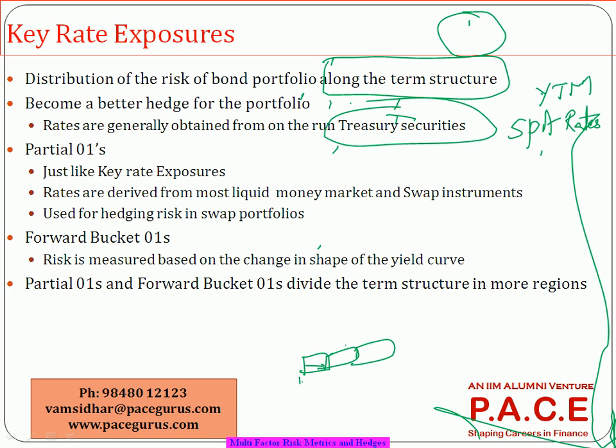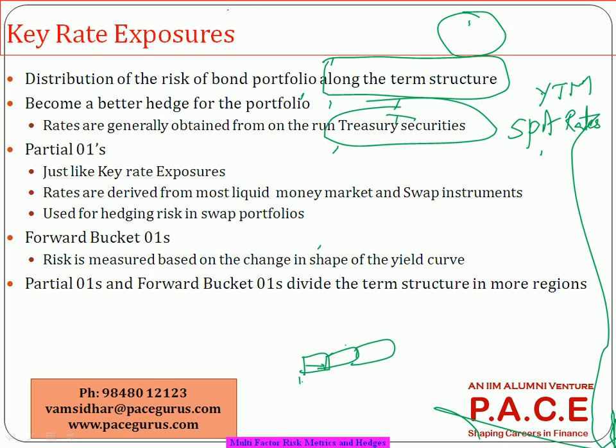If I am finding out the duration associated with just changing only the 2-year spot rate and not the other rates, I am calling it the key rate duration. Only that one key rate, which is a 2-year maturity rate, is changing. What is the duration that corresponds only to that change? That is what we are calling the key rate 01.